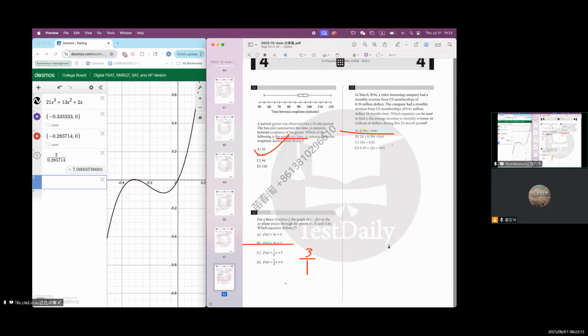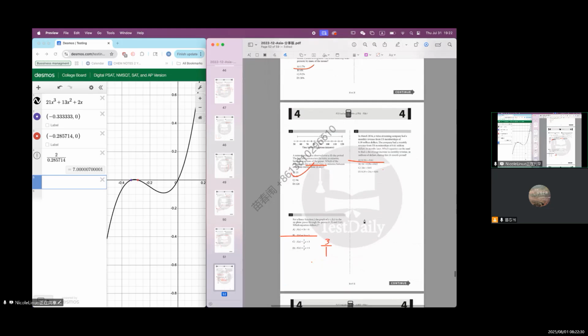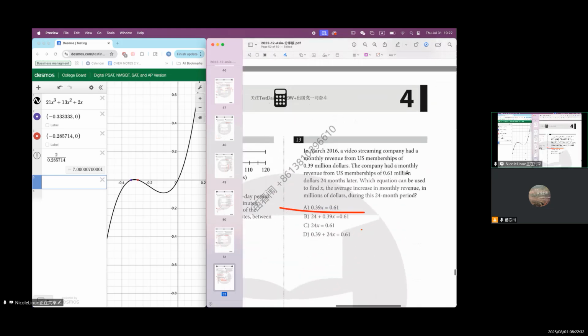13. I put A. Right. 12 is B, right? Yes. 11 is... It's wrong? No, it's right. Oh, okay. 13. I put A. I get 13. Oh, okay.